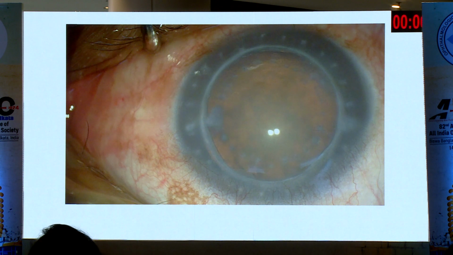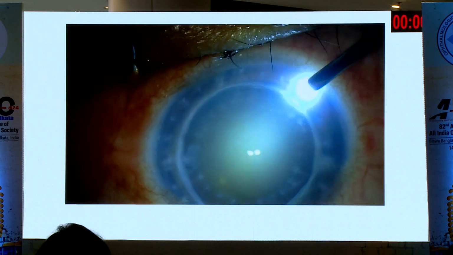So this was an eye where we had done the PK first, had a recurrence of the dystrophy in the graft, but it was not so bad that I needed to redo the procedure. He developed cataract. So the question was whether I would want to just repeat the PK along with the cataract surgery, which would have made my life a lot simpler in terms of visibility, but the patient did not want to get a PK done.